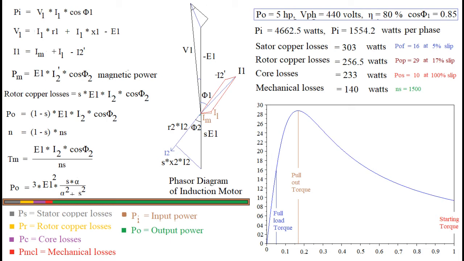Consider that motor is running under full load condition at 80% efficiency. This means from total input electrical power, 20% power is lost at full load in various losses. These losses are shown in various colors. Stator copper losses are 6.5%, rotor copper losses are 5.5%, core losses are 5%, and mechanical losses are 3%. We should note one feature that we have arrived at torque equation and output equation from same original expression of magnetic power.